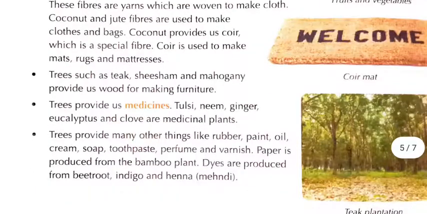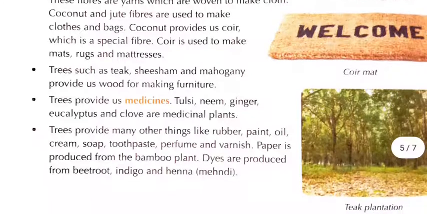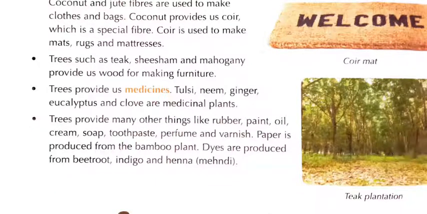Trees such as teak, sesame and mahogany provide us wood for making furniture. Trees provide us medicines. Tulsi, neem, ginger and cloves are medicinal plants. Trees provide many other things like rubber, paint, oil, cream, soap, toothpaste, perfume and varnish. Paper is produced from the bamboo plant. Dyes are produced from beetroot, indigo and henna, mehndi, etc.